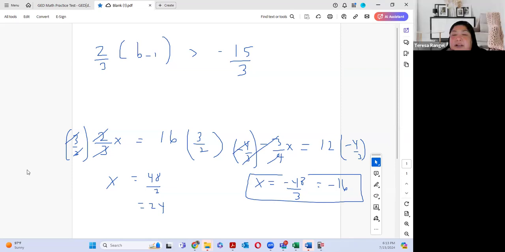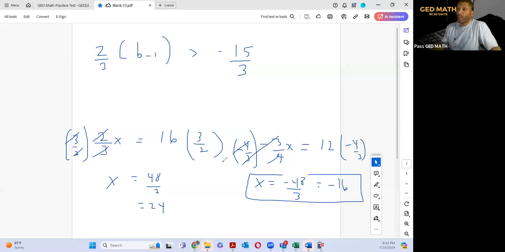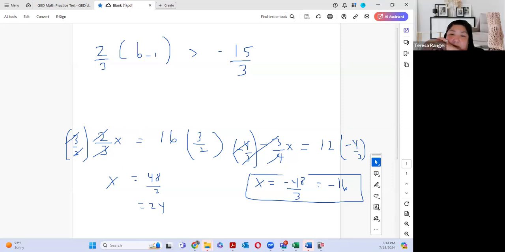Wait, you kind of lost me after you got the x. Where did the 48 come from? Multiply across, so 12 times negative 4. Oh, okay, okay. Got it. Yeah, I'm with you now.